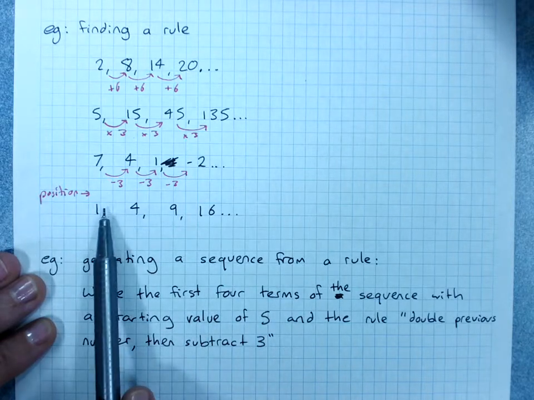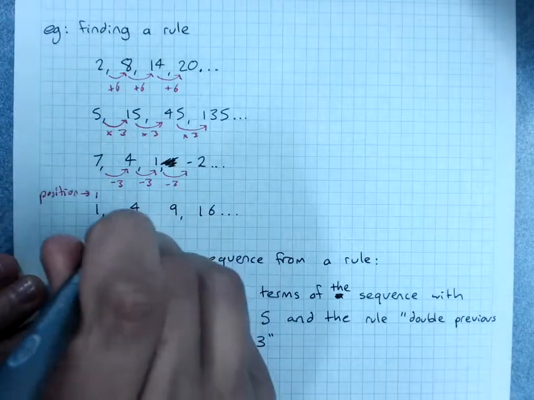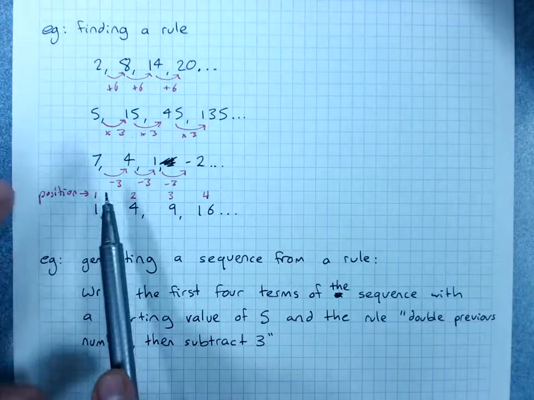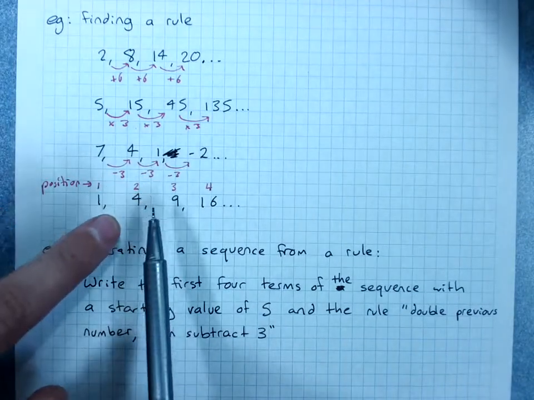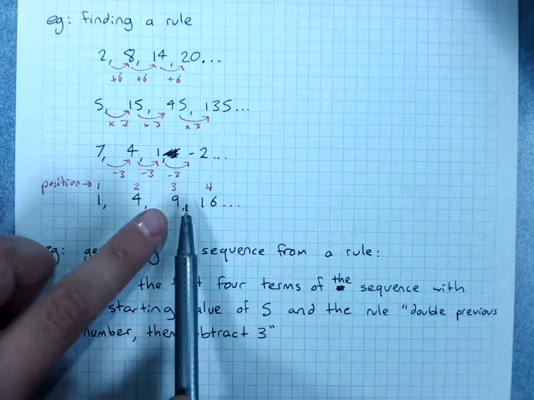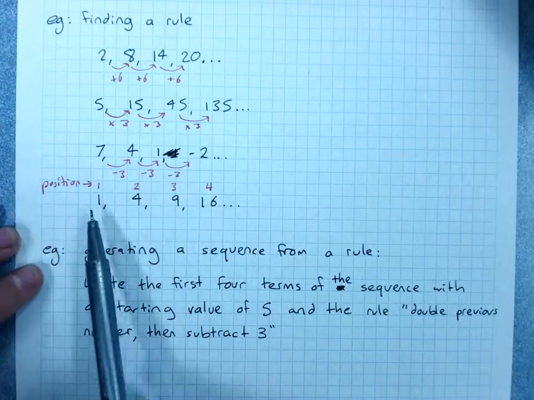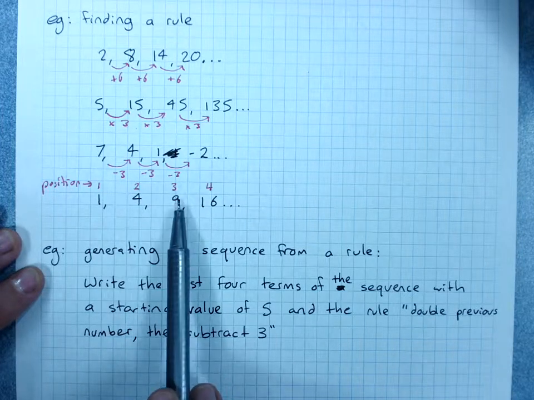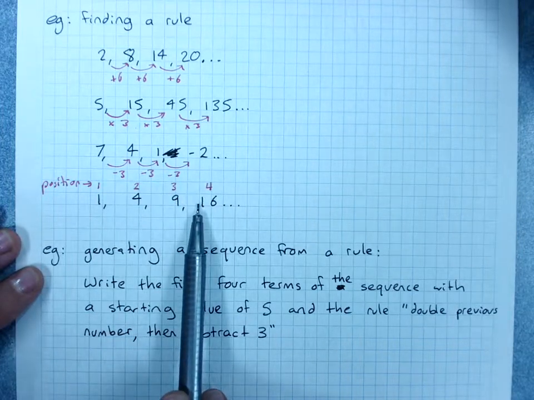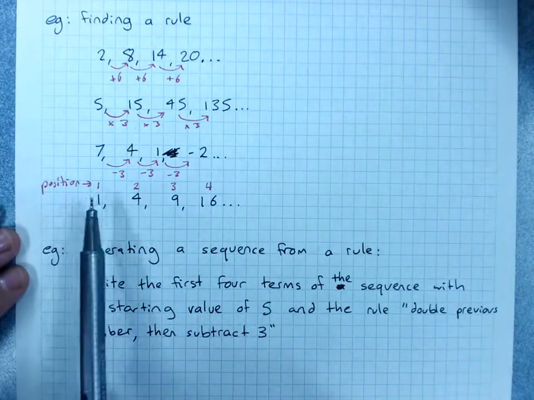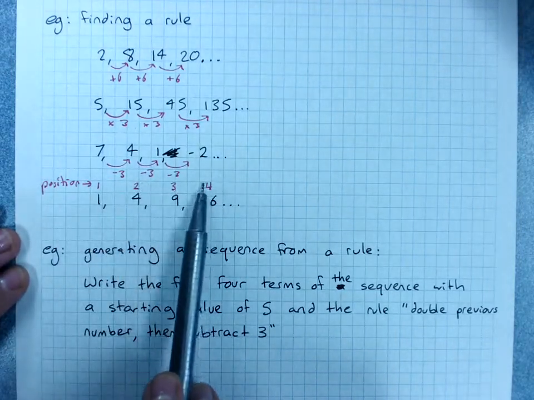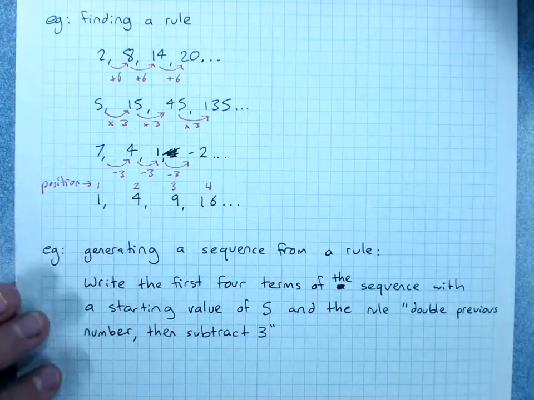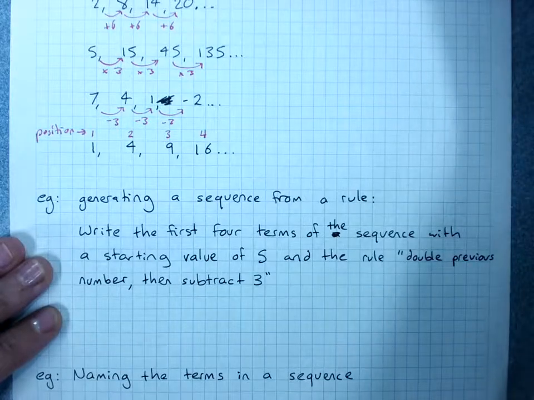The position of this term, this is the first term. This is the second term. This is the third term. This is the fourth term. And if you look at the position and the term, you might find it easier to see what the pattern is. They've squared the position. 1 squared is 1, 2 squared is 4, 3 squared is 9, 4 squared is 16. So a lot of number patterns will rely on the position in the pattern of the term to generate the rule. So we need to be able to do a couple of different things.